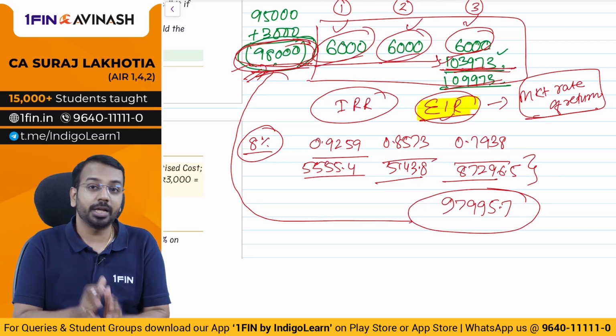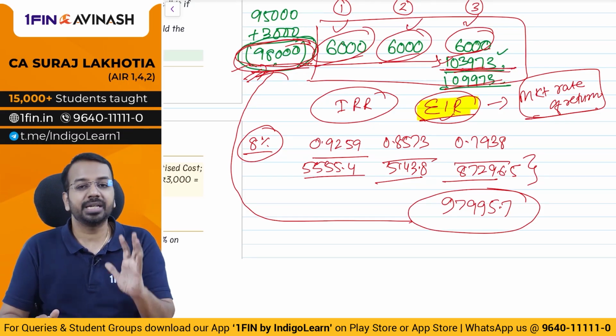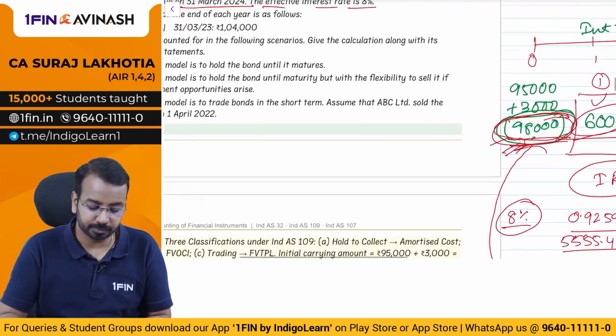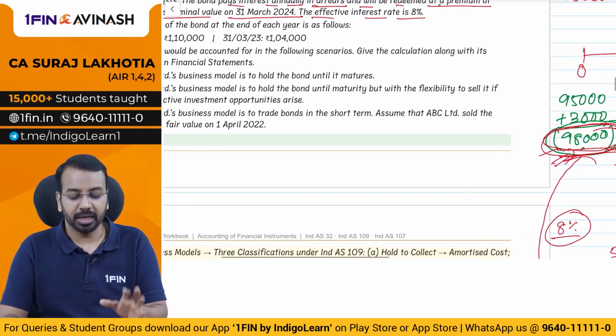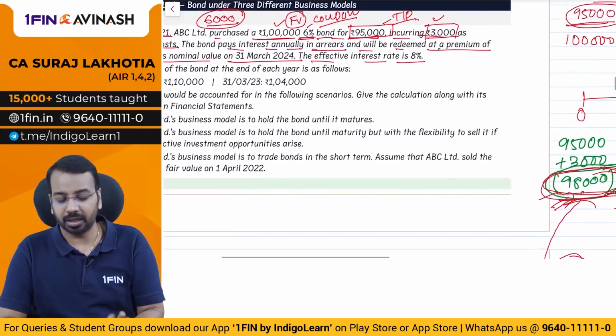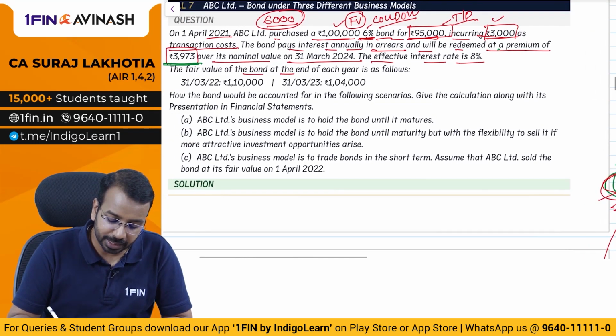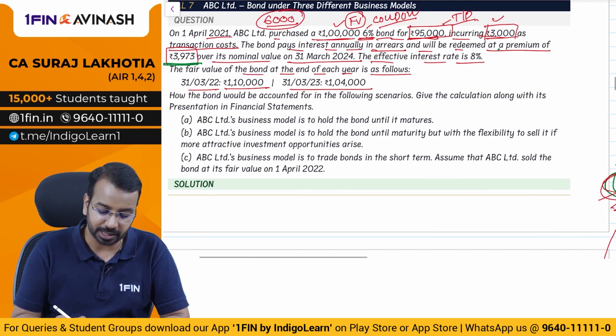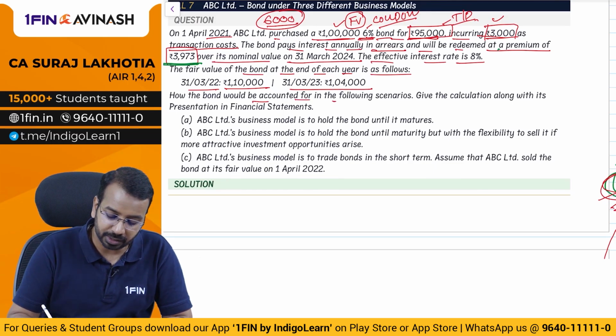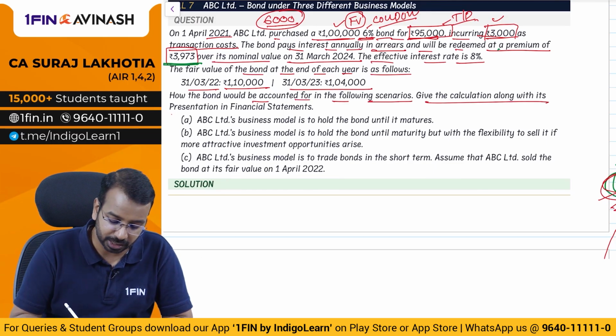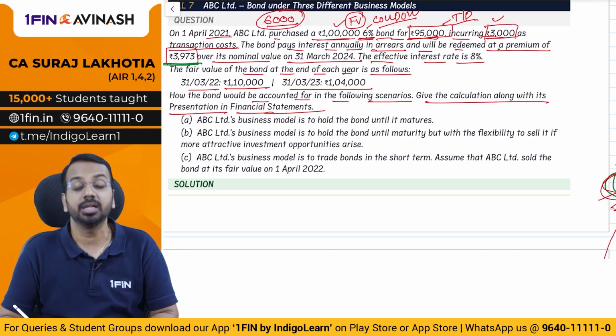Now, when we do the accounting, how do we do it? If it is the amortized cost method, we will have one form of accounting. FVTOCI will have another form of accounting. FVTPL we have another form of accounting. The fair value of the bond at the end of each year is as below: 1,10,000 first year, 1,04,000 second year. How would the bond be accounted for in the following scenarios? Give the calculation along with its presentation in the financial statement.